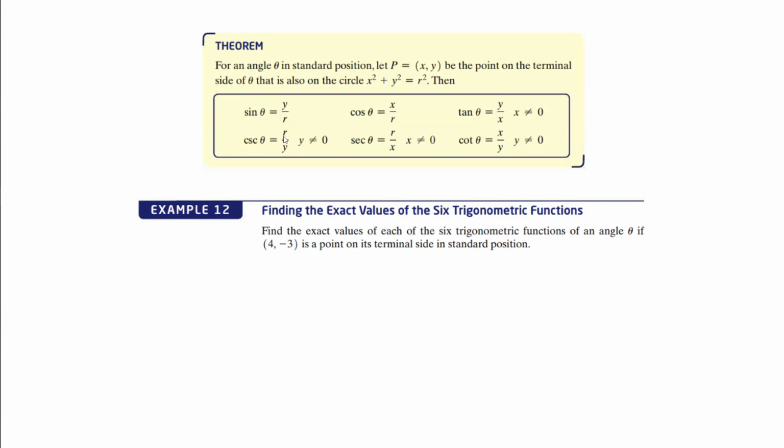So to get the cosecant, I'll just flip it to r over y. And to get the secant, I'll flip it to r over x. And then the tangent and the cotangent just involve y and x, so it won't really matter what r is. However, suppose we're told we want an angle theta that runs through a point on the circle, 4, -3, and we want to find all 6 trigonometric functions.